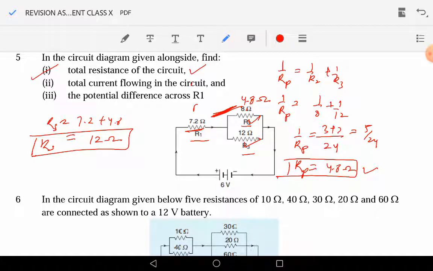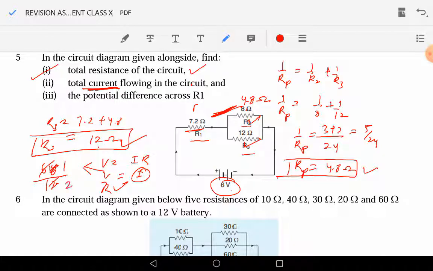Second, we have to find out the total current. Now when we find out the total current, the other two things should also be total, that is potential total and resistance also total. So V is equal to IR, I is equal to V upon R. We have to find out the total current. Potential should be total, that is 6 volt, and resistance should also be total, that is 12. When we solve it, it will be 1 by 2, and the current flowing will come out to be 0.5 ampere. Okay, so this is the answer to the second part. We have found the total current.